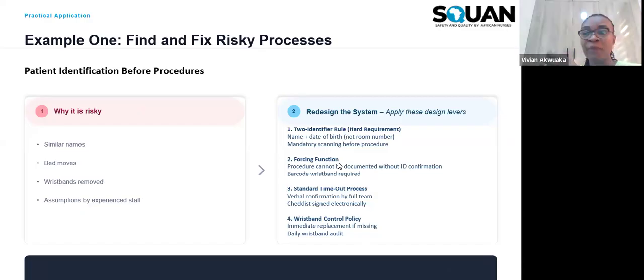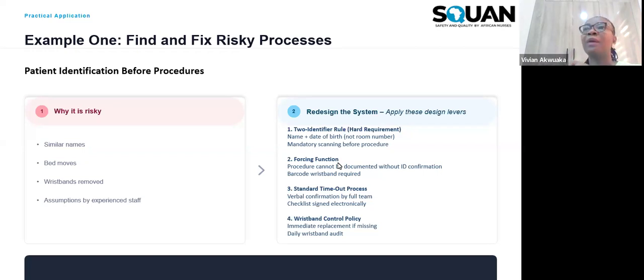So why is this risky? Two different patients can have similar names, right? A patient can move from one bed to another, right? So if you are calling people by their beds or by their room name, that's totally wrong, because if you say patient in bed B6, it can be another patient in bed B6, right? That's why patient identification is very important.